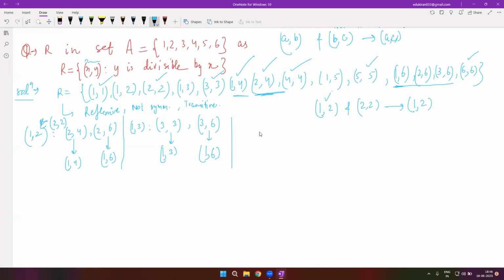So if 1,2 and 2,4 are there, then 1,4 should also be there, which is present, right? Then we come to 2,6: 1,2 and 2,6 will form 1,6, and 1,6 is also there. Similarly, we do this for all the pairs. Did you get it, Shaviz? Yes, sir.